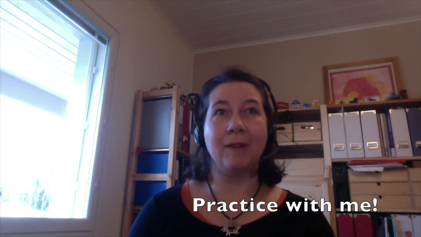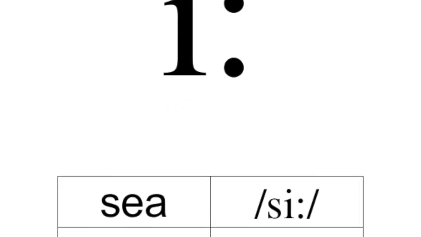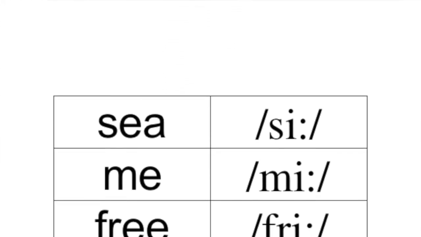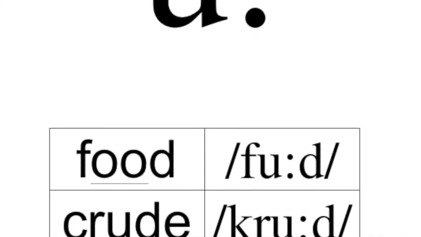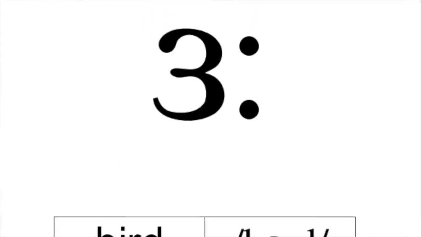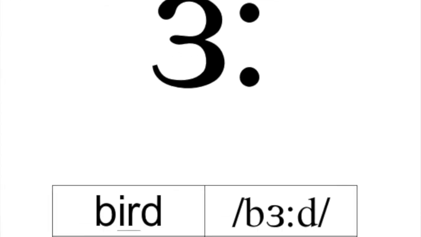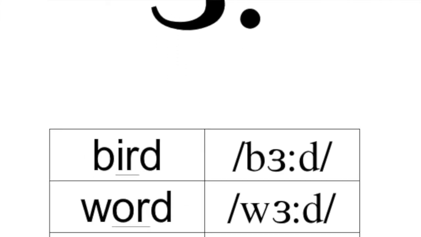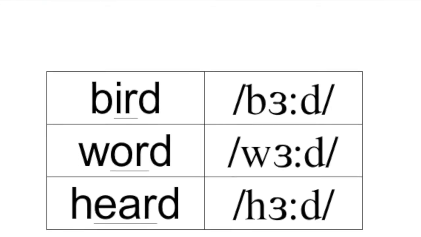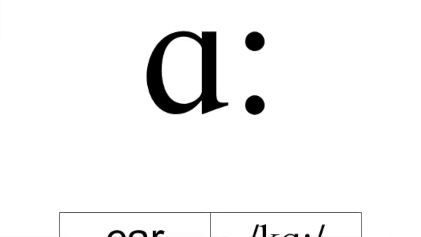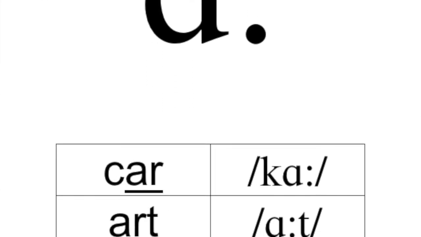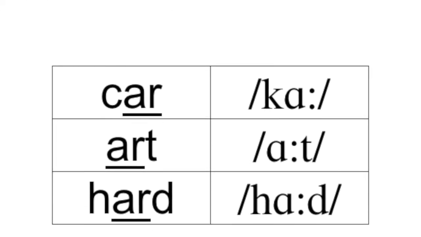Let's start with the long vowels. First of all, this sound is ee, like sea and heat. This symbol says oo, like blue and food. This symbol represents the sound er, like turn and learn. When you see this symbol, say ar, like arm and father.